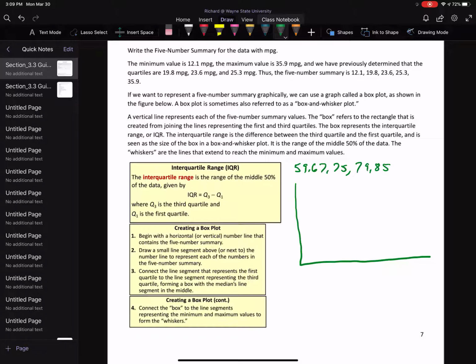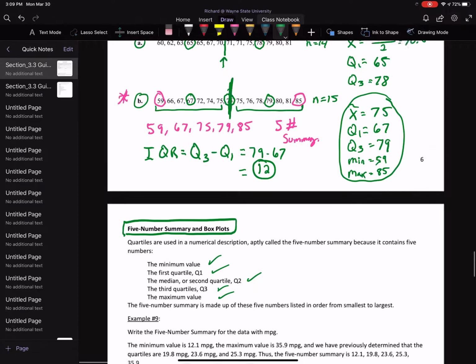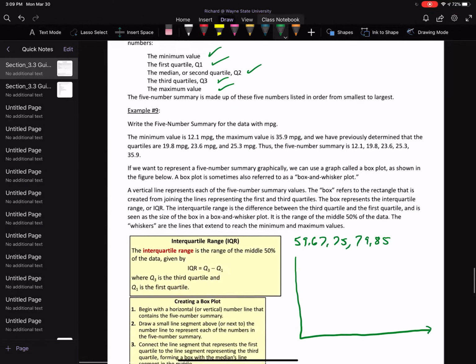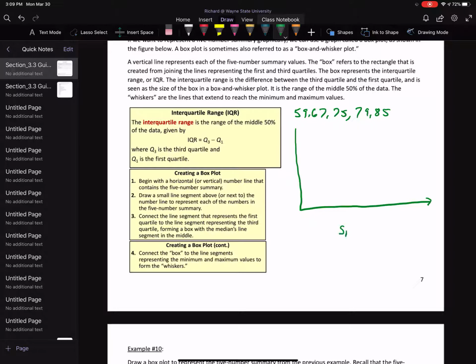To do this, we have an axis. These were in the context of speeds of motorists, so this axis is going to be the speeds in miles per hour. We need to figure out how to break up this axis. To do that, I'm going to look at the smallest speed, which is 59, and the highest speed, which is 85. I think it's fair if we start at 55 and go up by 5s. We've got enough space for that, up to 85.